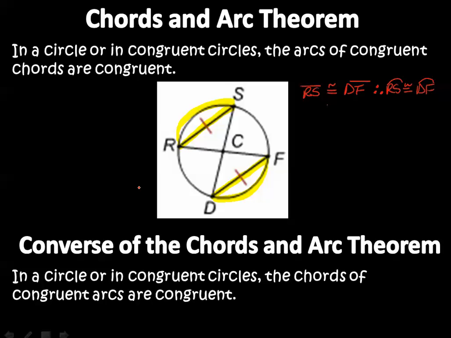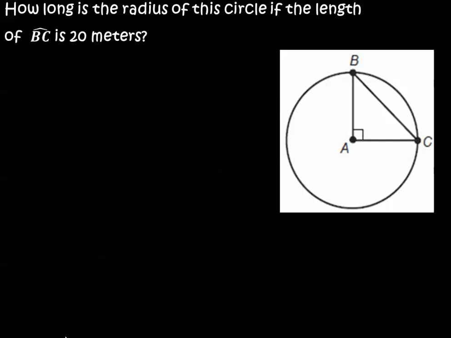Okay, so what all that is saying is, let's just write it backwards. It says if arc RS is congruent to arc DF, therefore segment RS is going to be congruent to segment DF. See? Just the same thing but backwards. So now let's look at some examples.